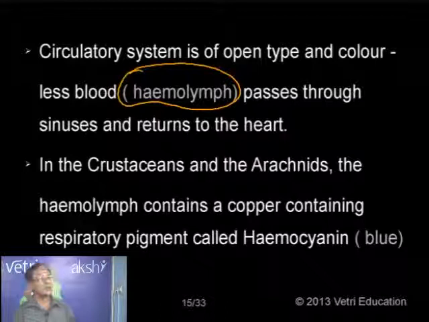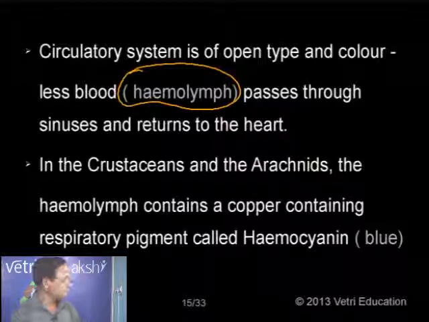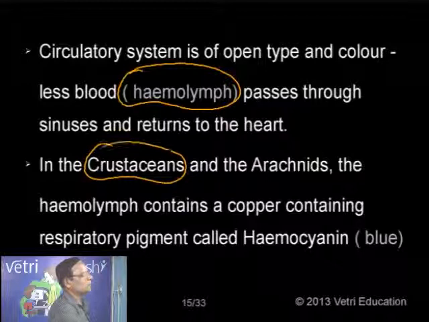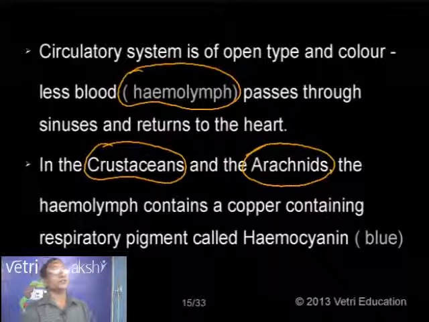Now, in some peculiar cases, the respiratory pigment is formed differently. Normally you know that in the case of hemoglobin we have the prosthetic group in the form of iron, that means a non-protein part. But in some arthropods, for example crustaceans like prawn, lobster, crabs, etc., and arachnids, for example the spider, scorpion and the itch mite, etc., in these cases, the blood is normally blue in color.